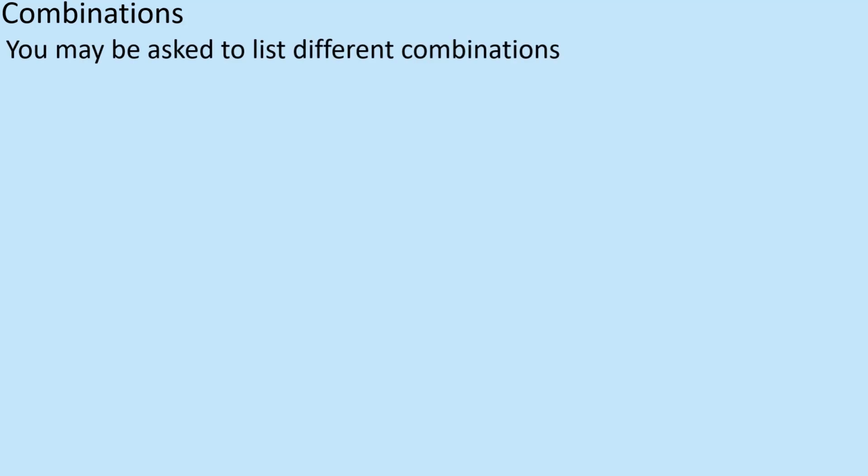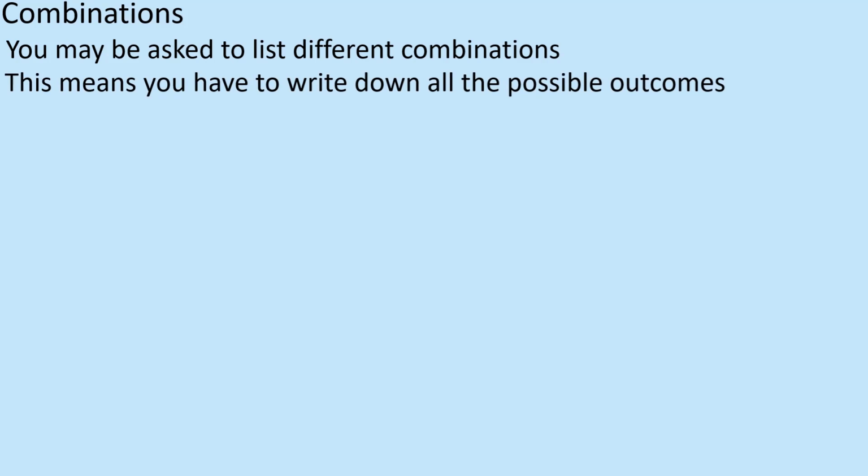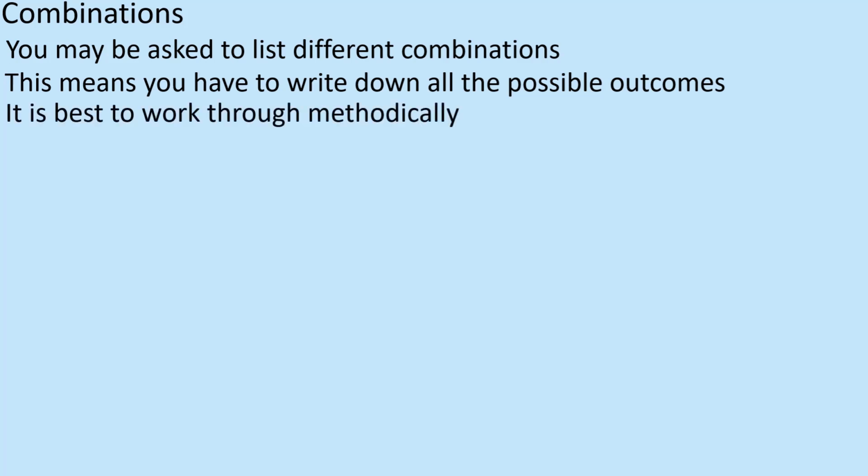Alright, so you may be asked to literally list a number of combinations. That means you're going to have to write down all the potential possibilities, and therefore glean what you need to do to find an outcome. It is obviously best to work through things methodically. It's common sense to suggest that, but sometimes when you're in a pressure situation, certainly when you're sitting an exam, the idea of thinking methodically is sometimes thrown out the window. But of course, you must sometimes think, well, I've just got to go through this process and do it.